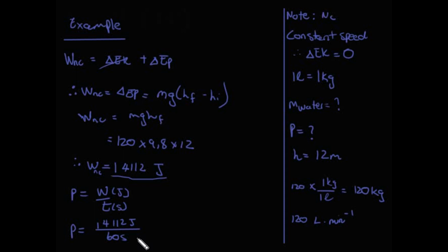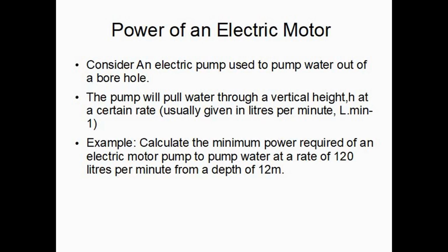And if we punch that into our calculator, we get the minimum power needed to pump water from the borehole: 235.2 watts. 14,112 joules divided by 60 gives us an answer of 235.2 watts, which is the minimum power required to pump water at a rate of 120 liters per minute from a depth of 12 meters. And that seems just about right.